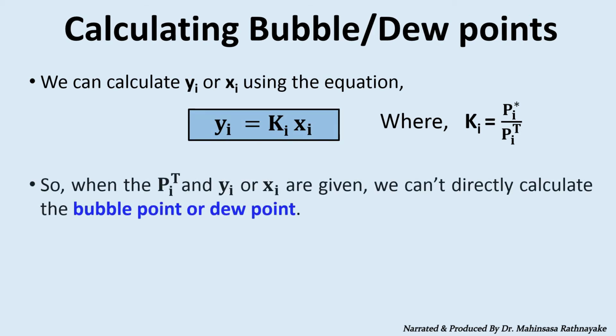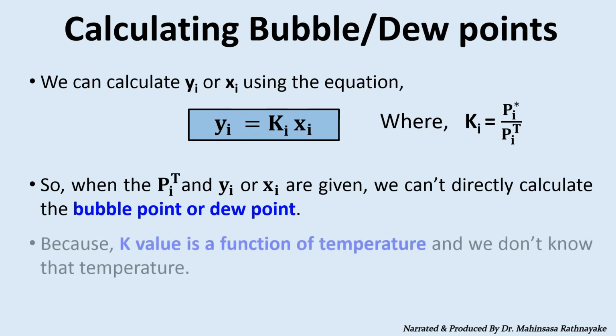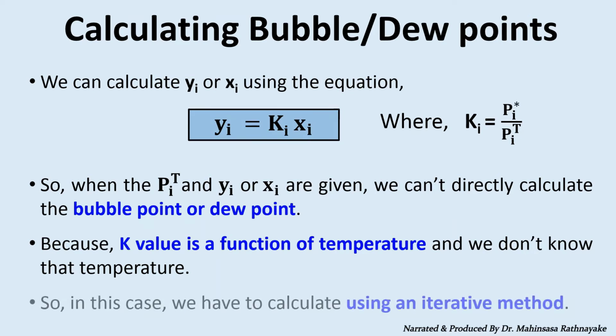So when the total pressure and liquid mole fraction or vapor mole fraction are given, we can't directly calculate the bubble point or dew point because the K value is a function of temperature and we don't know that temperature. So in this case, we have to calculate using an iterative method.